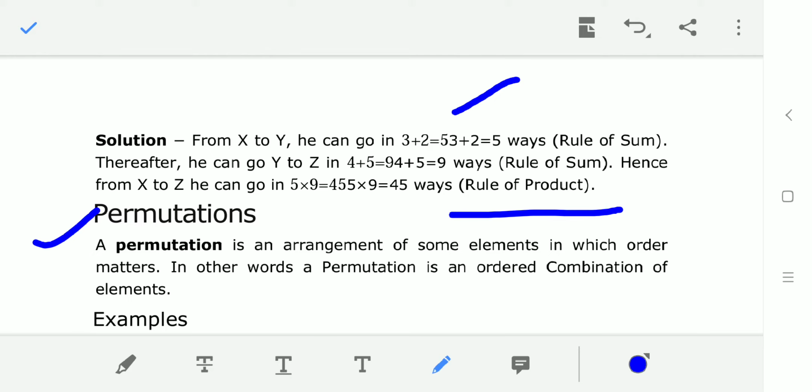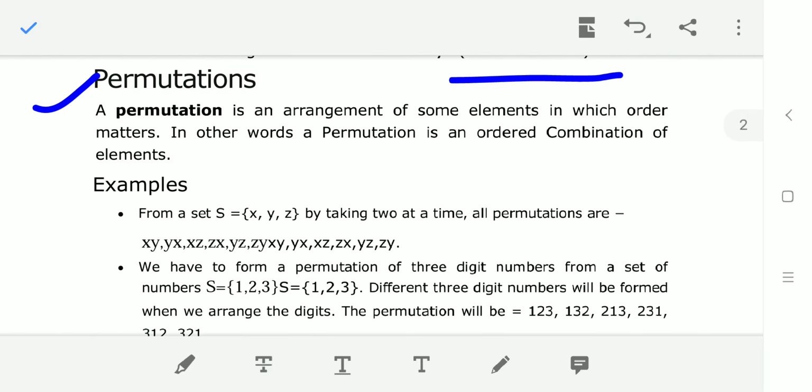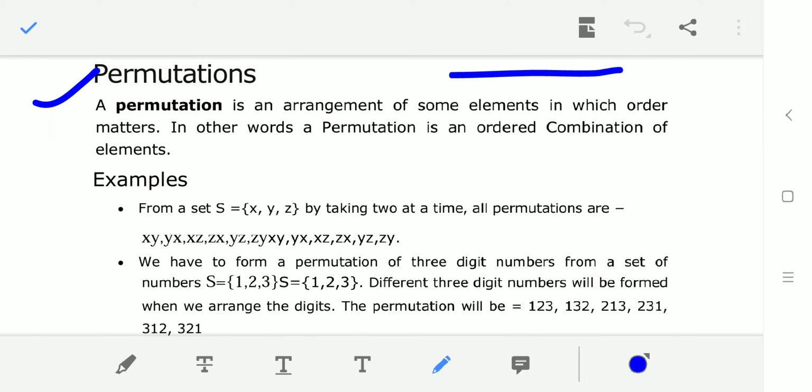Next is permutations. A permutation is an arrangement of some elements in which order matters. In other words, a permutation is an ordered combination of elements. See the example. From a set S equal to {X, Y, Z}, he takes 2 at a time. All permutations are XY, YZ, XZ, ZX, and so on.